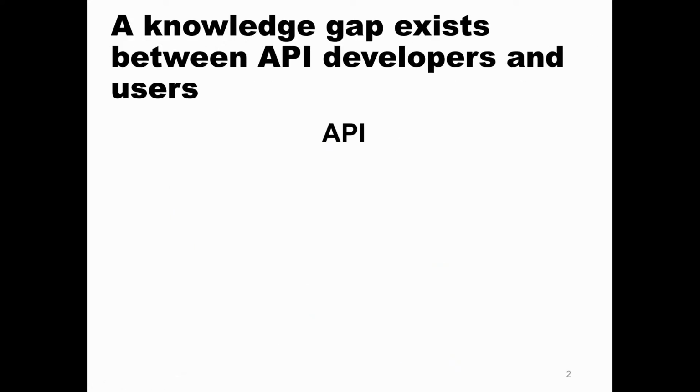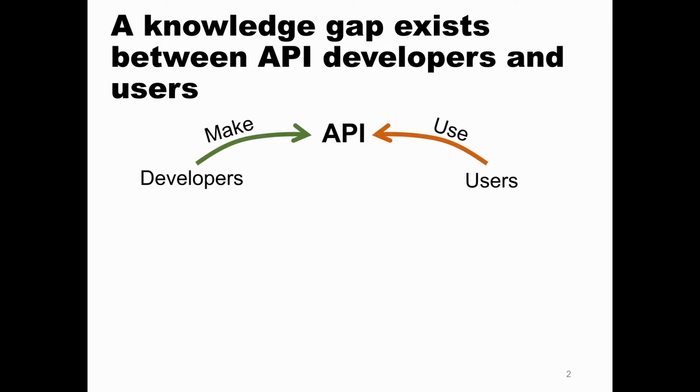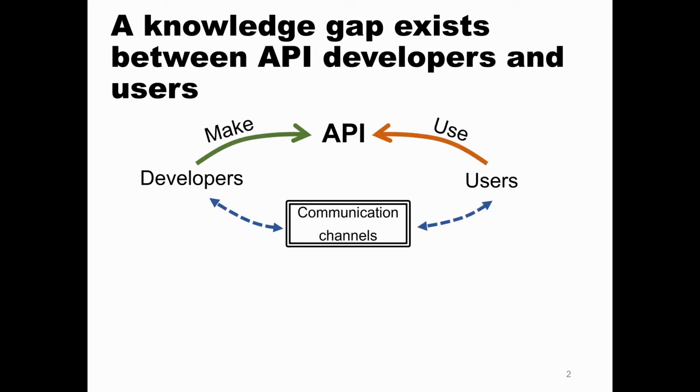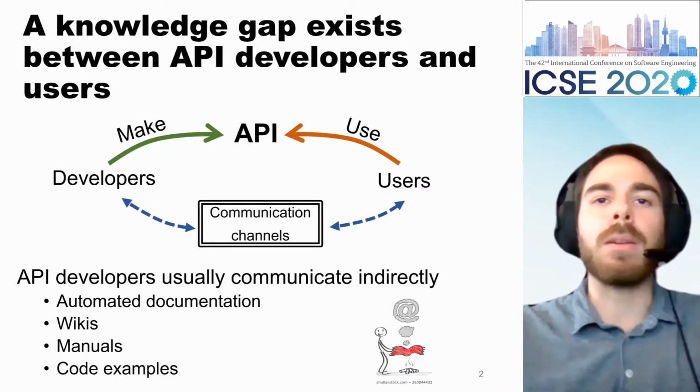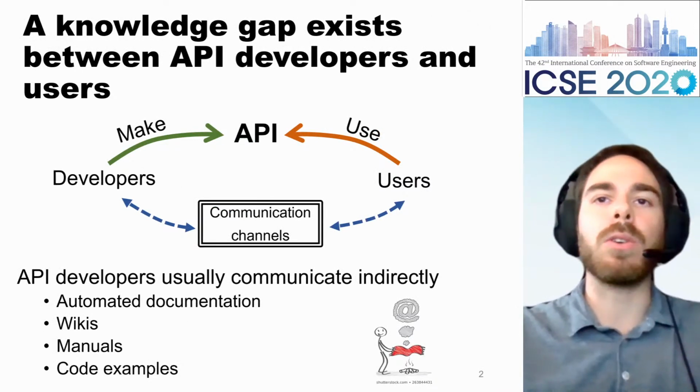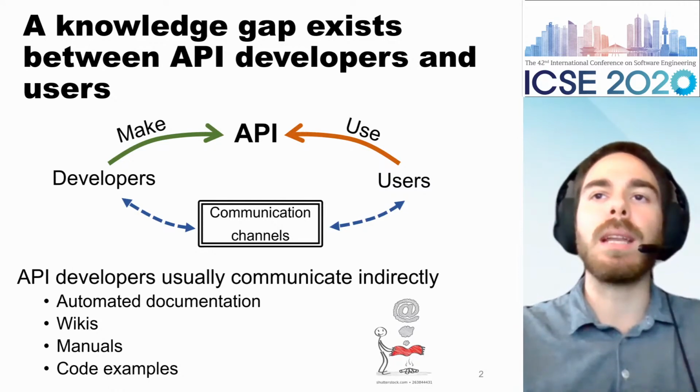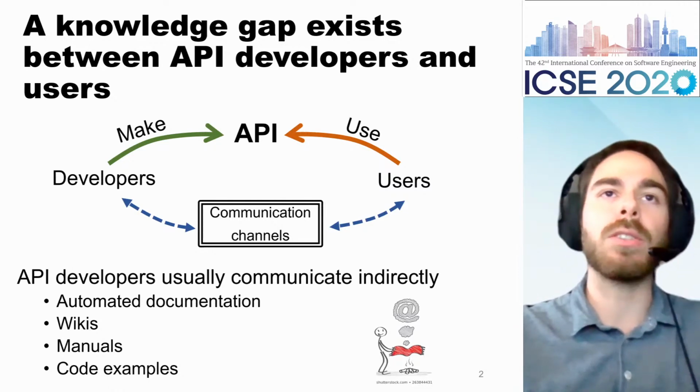First, we posited that some kind of knowledge gap exists between API developers and API users, and this is by design. API developers make the API, and API users use the API, but they normally don't communicate directly through the API. They use other communication channels, mostly by design, because developers' communication can't scale to all of their users, so they need indirect communication, such as automated documentation like JavaDoc or wikis, manuals, code examples, whatever you have. But this means they never directly communicate with each of their users, which makes it difficult for users to give feedback directly to the developers.